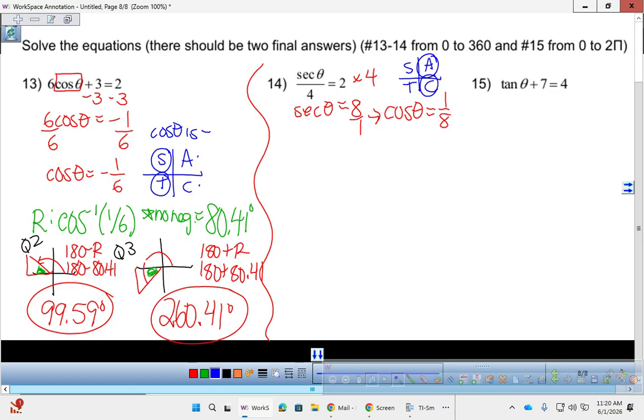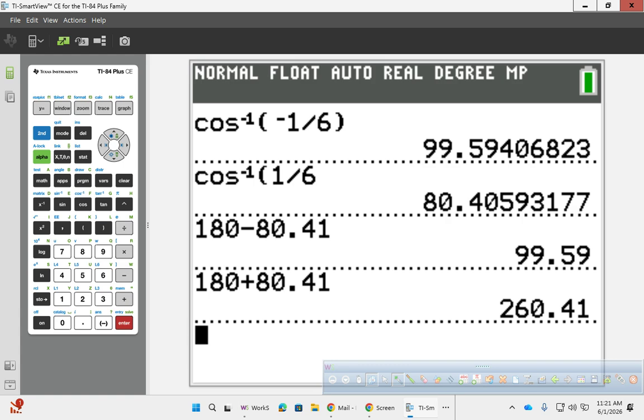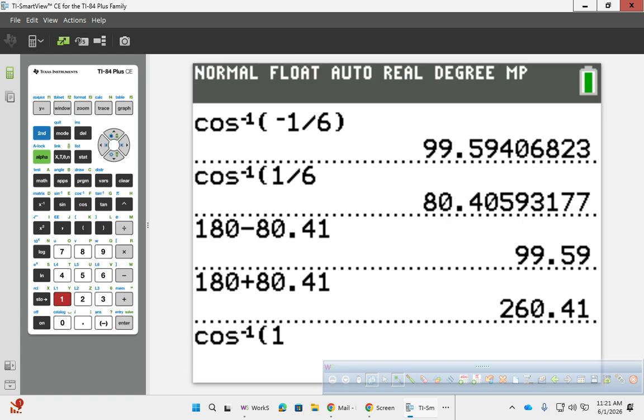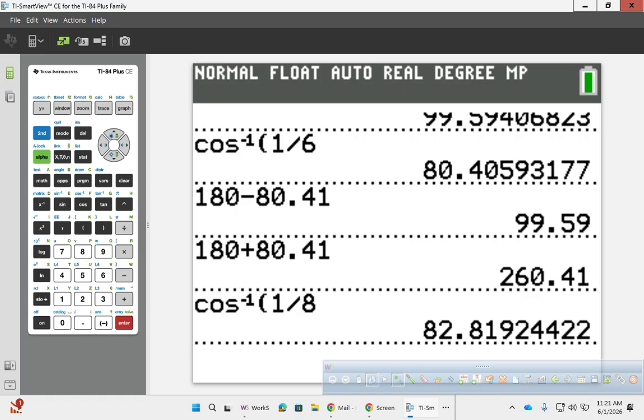So I'm going to do quadrants 1 and 4 for my final answer because 1/8 is a positive fraction and not a negative one. If that was cosine theta is negative 1/8, then I'm going to pick 2 or 3. All right? So now, I'm going to find the reference angle by doing the cosine inverse of 1/8. And I'm still in degree mode because the directions say 13 and 14 is 0 to 360. All right, so my reference angle is 82.82.